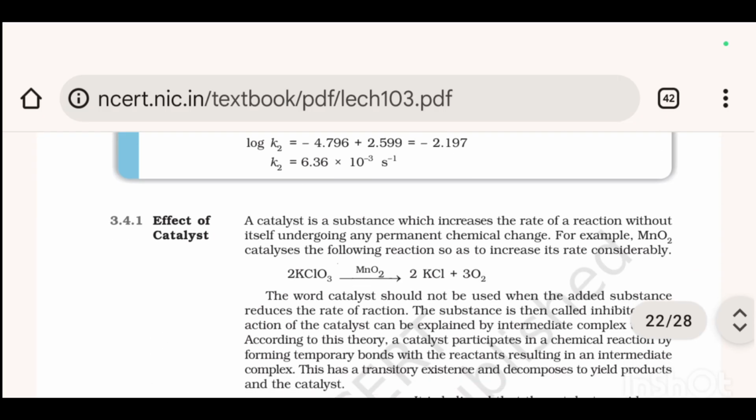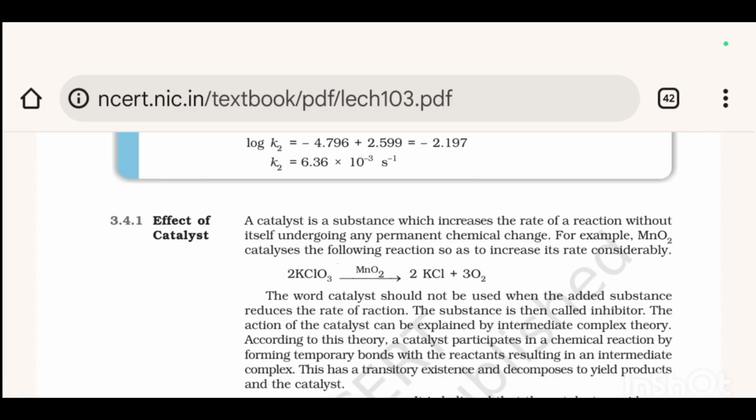Now we shall discuss the effect of catalysts. A catalyst is a substance which increases the rate of reaction without itself undergoing any permanent chemical change. For example, MnO2 catalyzes the following reaction so as to increase its rate considerably: 2KClO3, with the catalyst MnO2, gives 2KCl plus 3O2. The word catalyst should not be used when the added substance reduces the rate of reaction. The substance is then called an inhibitor.